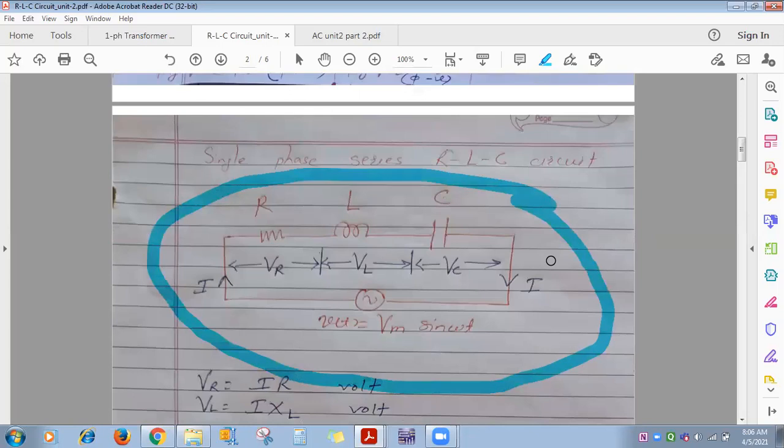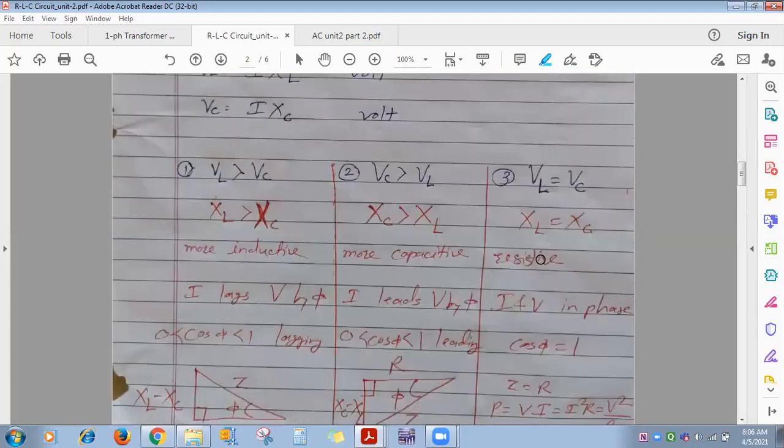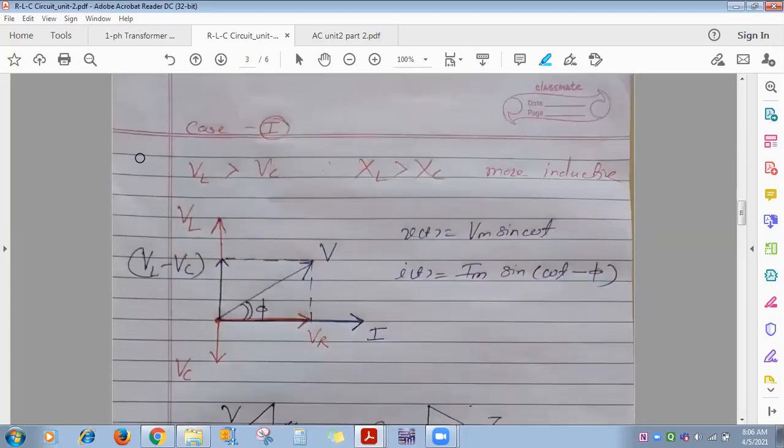Okay, with more inductive, the first case is when VL is greater than VC. Then XL will be greater than XC, and the circuit is said to be more inductive. Then in this case, how will the phasor diagram be? See, I and VR will be in phase. VL leads I by 90 degrees. VC lags I by 90 degrees.